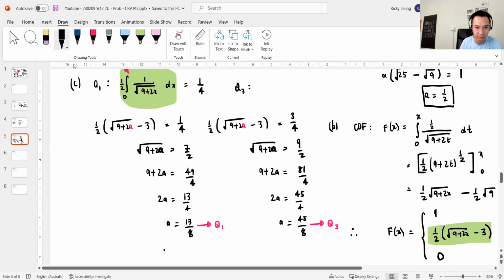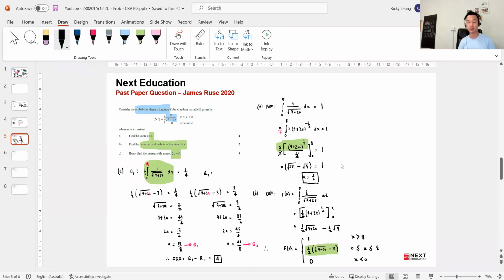And therefore, interquartile range, is that what they're asking me for? Yeah, interquartile range, IQR, is equal to Q3 minus Q1. So 45 on 8 minus 13 on 8, sweet, 4. That's my final answer. 7 marks. I mean, that actually was a lot of working out, but that's how you do it. So be careful about the little fractional errors, such as the ones I made. But that's how you do it.